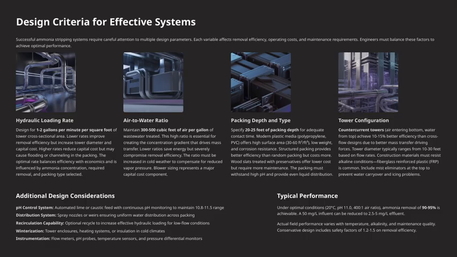The key is to find that sweet spot where efficiency and economics align, which depends on ammonia concentrations, removal goals, and the type of packing used. Next, the air-to-water ratio is crucial. Maintaining around 300 to 500 cubic feet of air per gallon of wastewater is essential because it creates the concentration gradient needed for effective mass transfer.